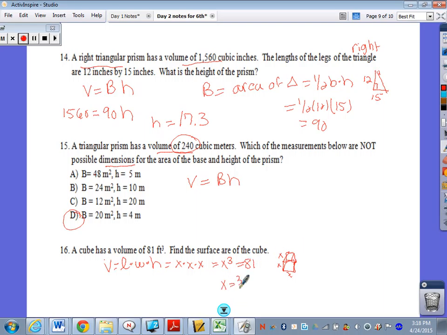So to get rid of that, you take the cube root, and that gives you 4.3. And then you're going to plug it into your surface area, because in order to find the surface area, I have to know a side length, which is why I did this first. And then you're just going to do 2 times 4.3 times 4.3. And then add that again, because all the dimensions are the same, and then add that a third time. And if you do that, you get 110.94.